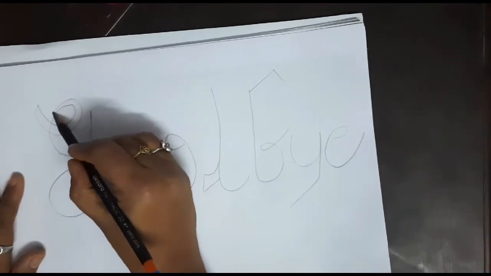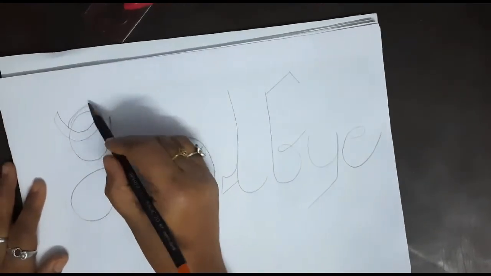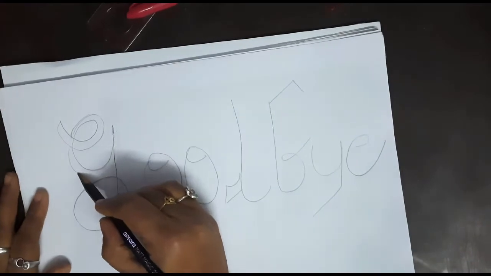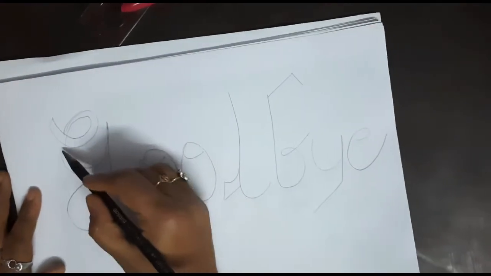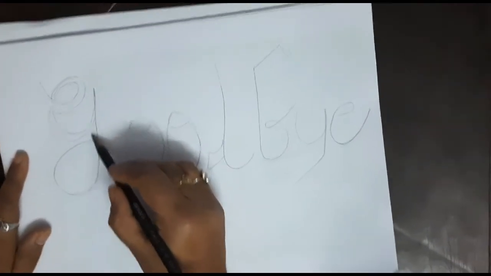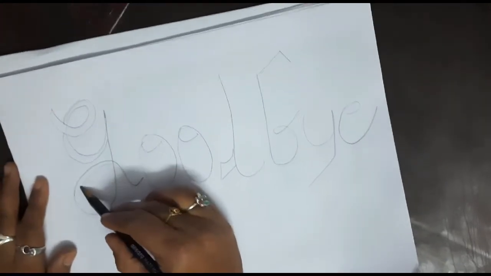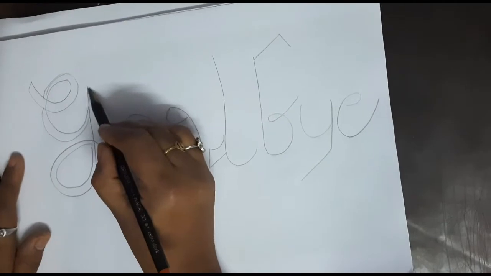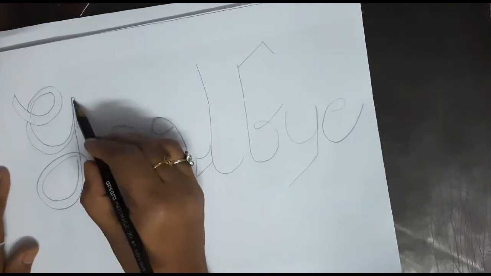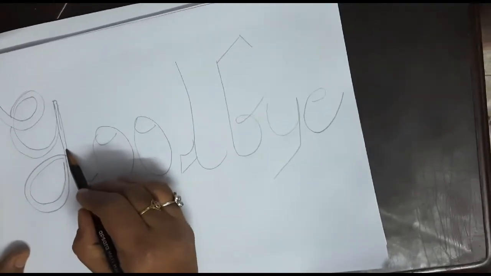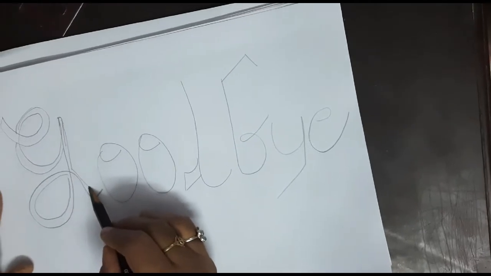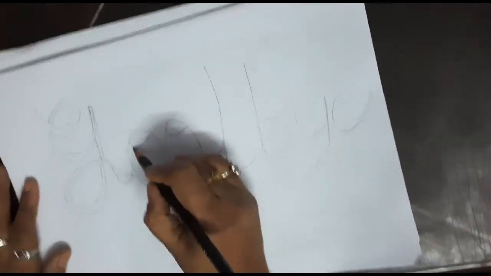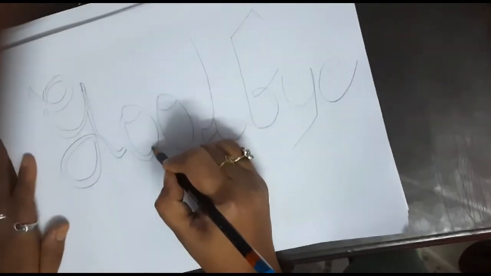Doodle art, you should write every alphabet in double layer. If you write in double layer, then only you can draw the doodle art. So Z is finished. See here, and O must be like this.